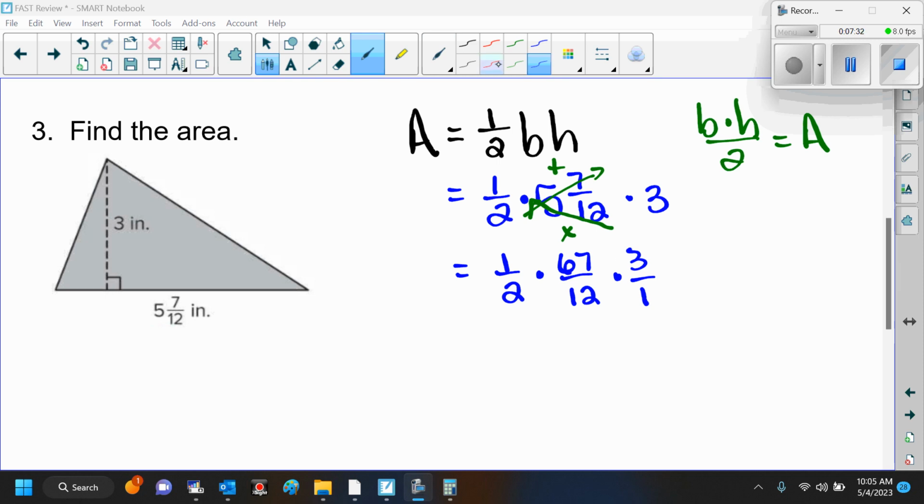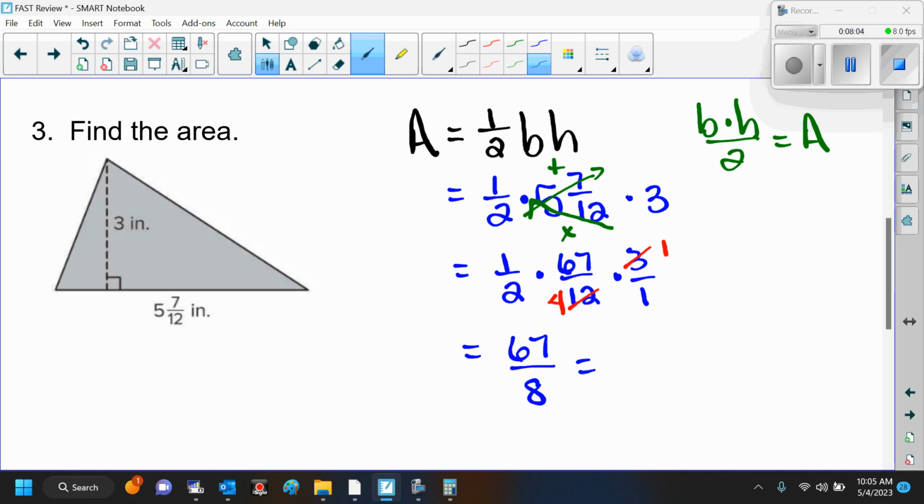Simplify. Very good. So here I can simplify the 3 and the 12, right? So 3 divided by 3 is 1. 12 divided by 3 is 4. Can I do anything else? Nope, that's it. So we have 1 times 67 times 1, 67. Then we have 2 times 4 times 1, that's 8, right?